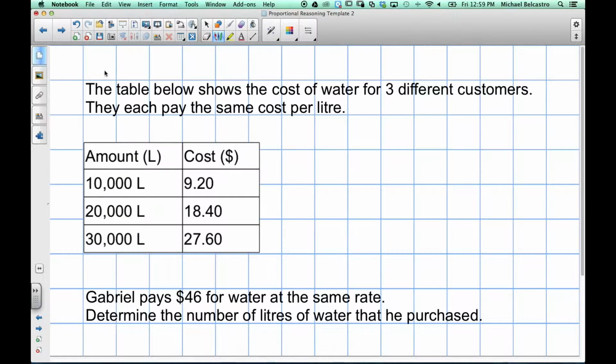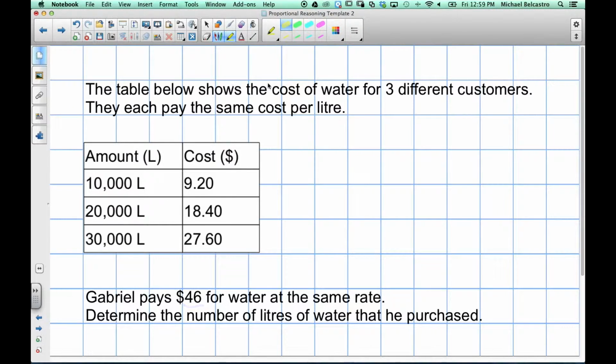So we take a look at our word problem here. The first thing we're going to do is read through the word problem once and what the question is asking us, and then we'll go through it a second time and highlight what's important. The table below shows the cost of water for 3 different customers. They each pay the same cost per liter, and here's our table below. Gabriel pays $46 for water at the same rate. Determine the number of liters of water that he purchased. Okay, so we'll read through this again and highlight what's important.